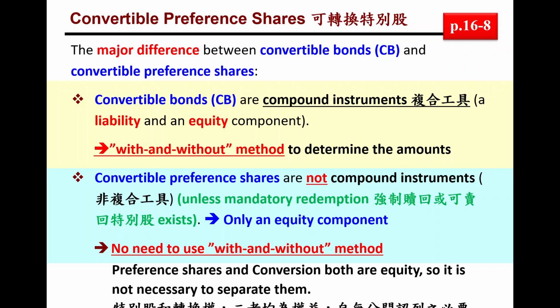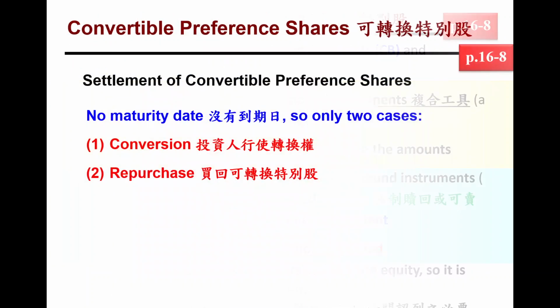So the first thing for convertible preference shares, different from CB, is we don't need the with and without method, because they have only equity. The second difference: convertible preference shares 特别股, do we have a maturity date? We don't. They are shares without a maturity date. So they only have two cases: conversion or give up the right.